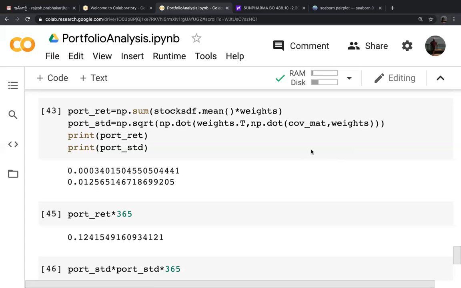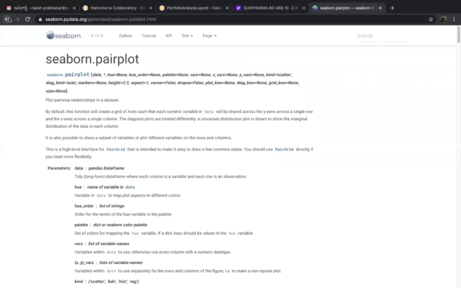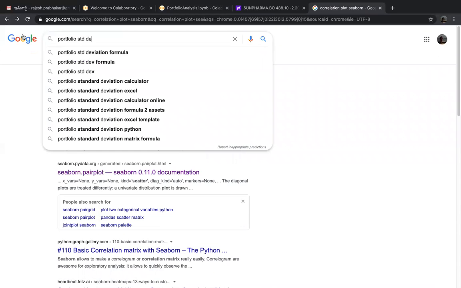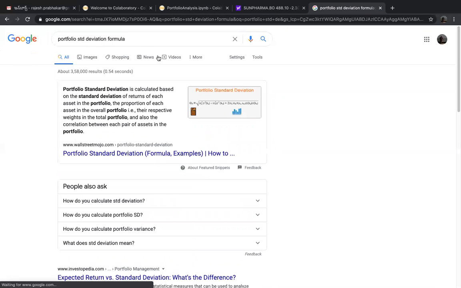So we multiplied the returns with weights, and then we calculated the dot matrix of weights. We multiplied weights with the covariance matrix, and then we take the square root of that to calculate the portfolio standard deviation. I'll show you the formula. It's a little bit lengthy formula. Portfolio standard deviation, it's in formula.